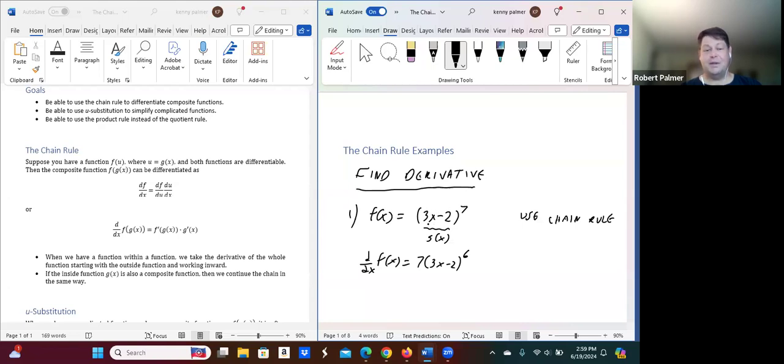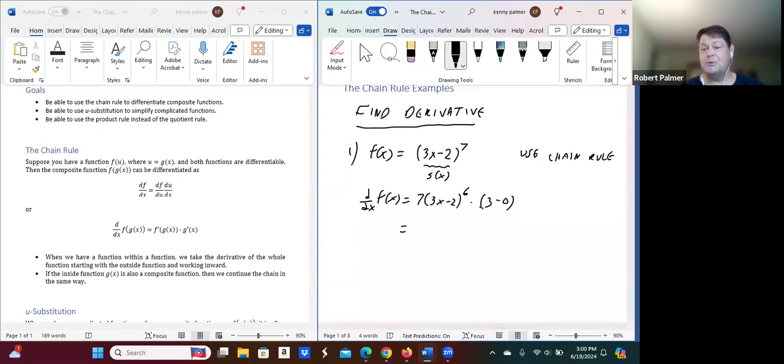Now work on the inside, then go inward. What's the derivative of 3x minus 2? You multiply by that, and the derivative of 3x is just 3. The derivative of minus 2 is 0. And so we put all this together.